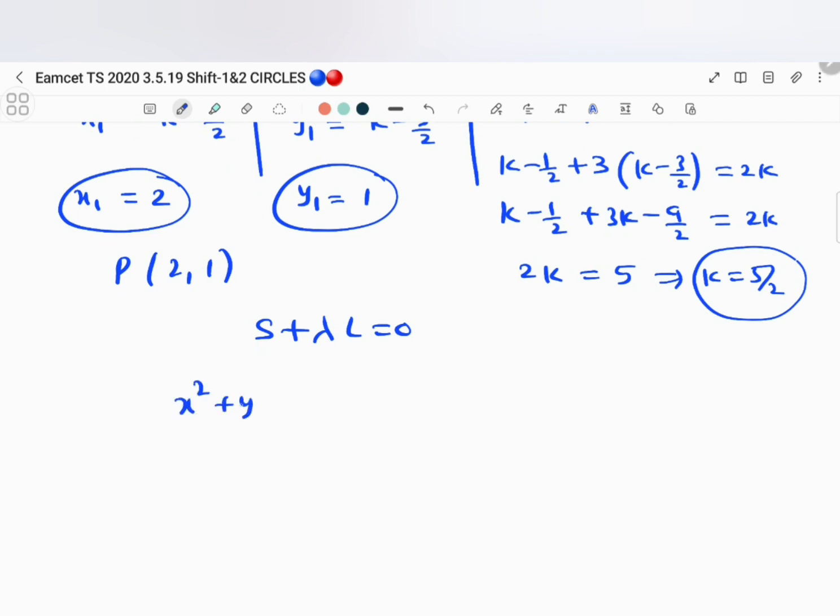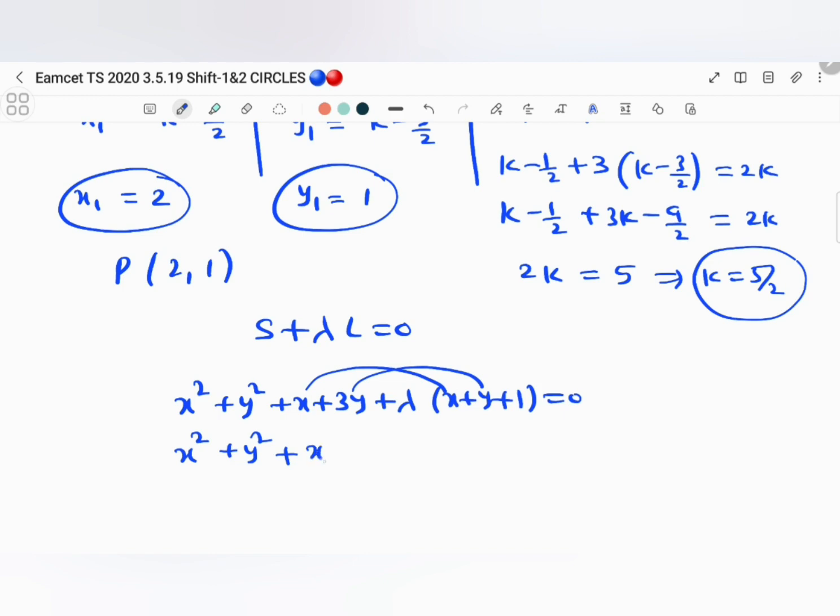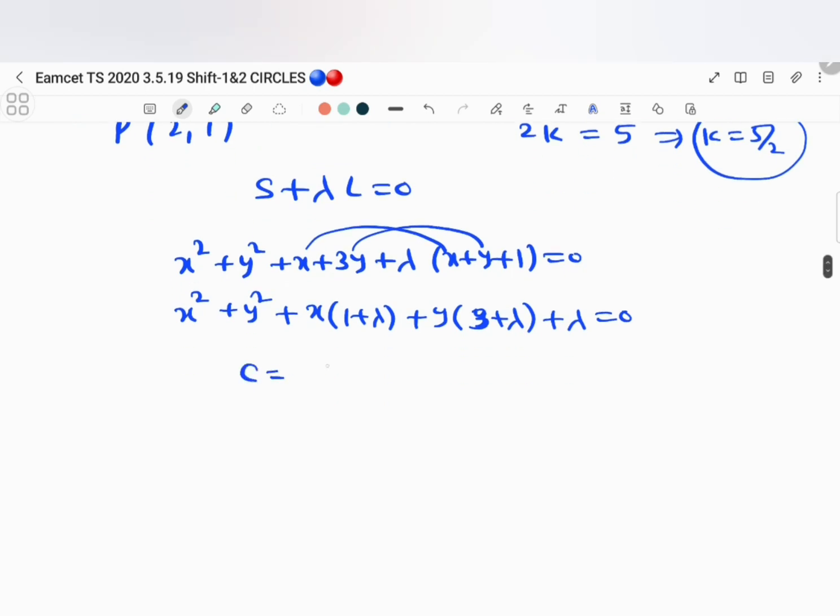x square plus y square plus x plus 3y plus lambda into x plus y plus 1 equal to 0. So x square plus y square, x take common, 1 plus lambda, y take common, 3 plus lambda, plus lambda equal to 0. The center of this circle is what? Center C is equal to minus (1 plus lambda) by 2, minus (3 plus lambda) by 2. This is the center, dear students.